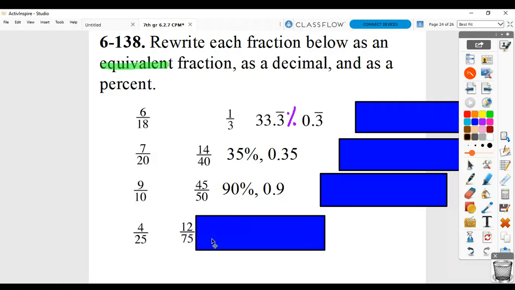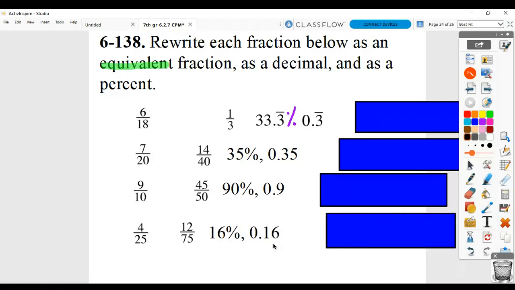4/25, I multiplied by 3 top and bottom and got 12 over 75. Again, you could multiply by 2 top and bottom, get 8 over 50. You could multiply by 4 top and bottom and get 16 over 100, pardon me, which would make it easier to get the decimal, 16/100. And of course, it's 16% then.